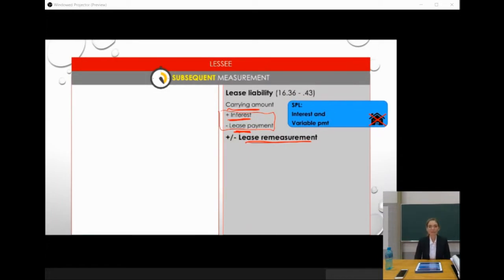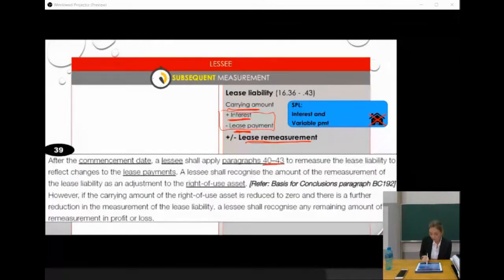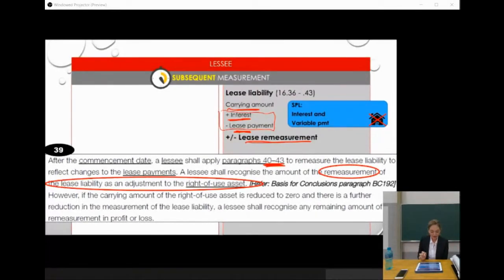So you're doing some technical stuff now. In paragraph 39 of IFRS 16, it says, after the commencement date, a lessee shall apply paragraphs 40 to 43, so we're going to get to these paragraphs just now, to remeasure the lease liability to reflect changes to the lease payments. A lessee shall recognize the amount of the remeasurement of the lease liability as an adjustment to the right of use asset.